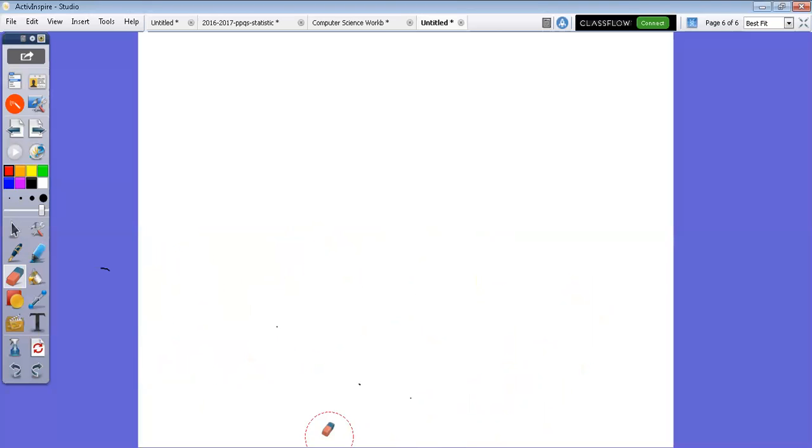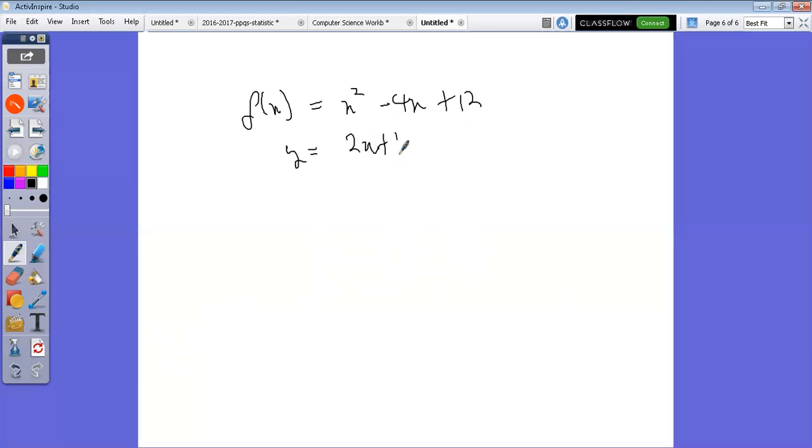So that's all you need to know. You can sketch any quadratic graph. Then the other thing is you need to be able to, but that is in actual drawings. We said, for example, if we have any quadratic graph, for example, if I have f of x is equal to x squared minus 4x plus 12. Then I have the line also y is equal to 2x plus 1.